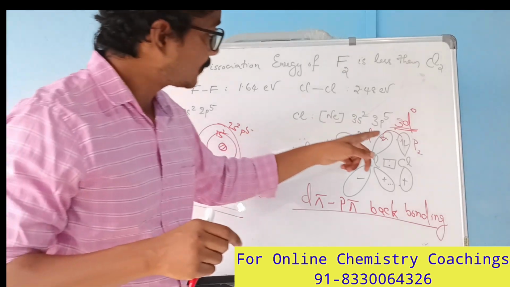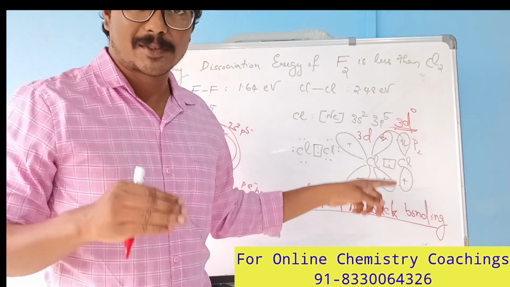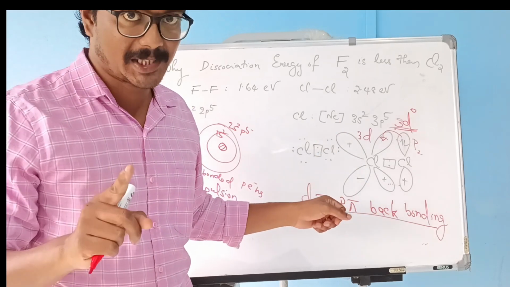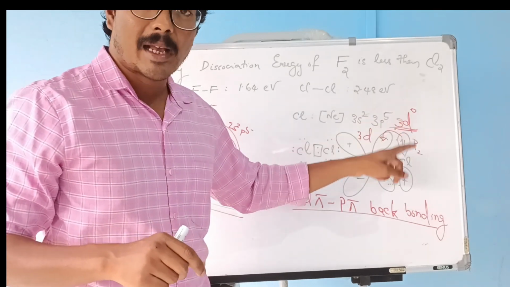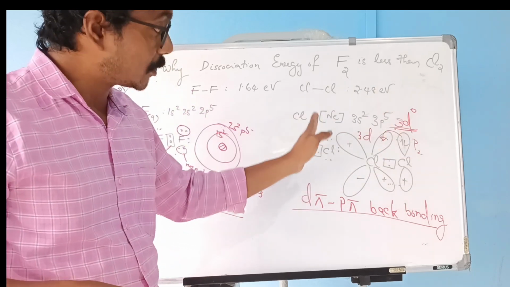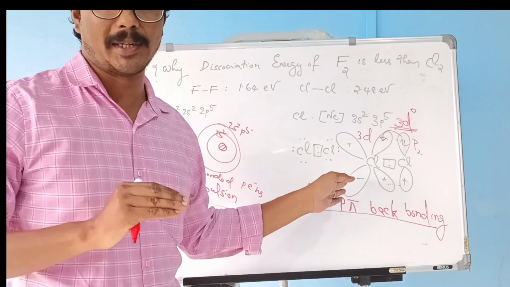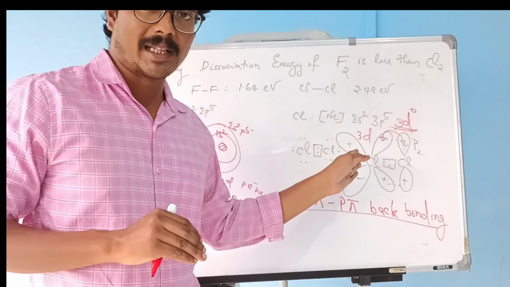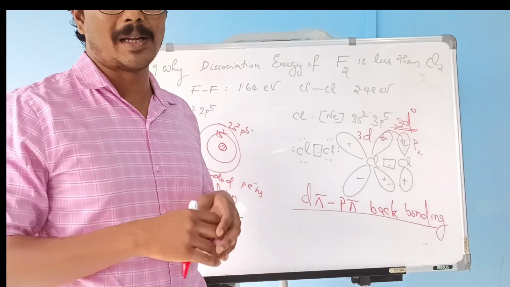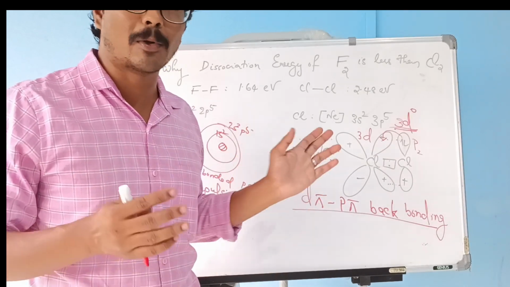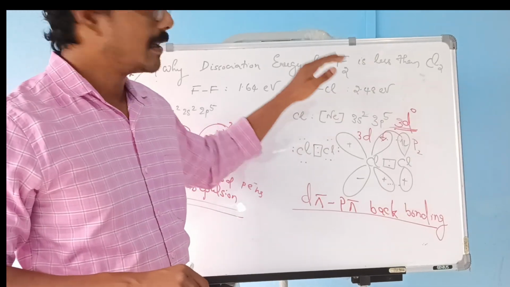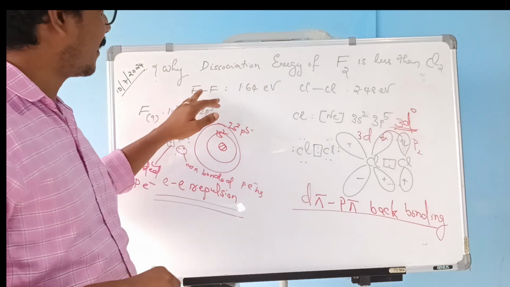Let me repeat again. This dπ-pπ bond is formed when a vacant d orbital is available. That is the first condition. And the atom must have a lone pair of electrons which is donated to the vacant d orbital through back bonding. As a result of this back bonding, which is a strong pi bond, the existing covalent bond is strengthened. This is why the chlorine molecule possesses a much higher dissociation energy than fluorine.